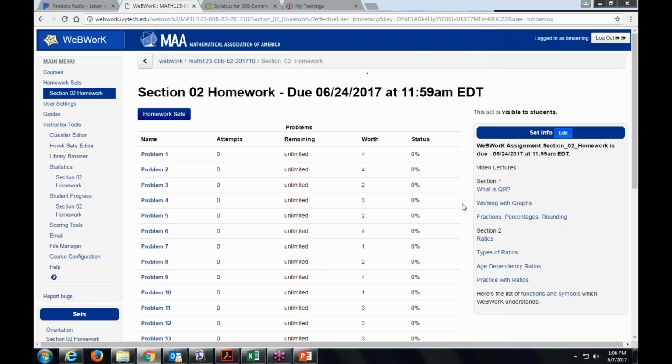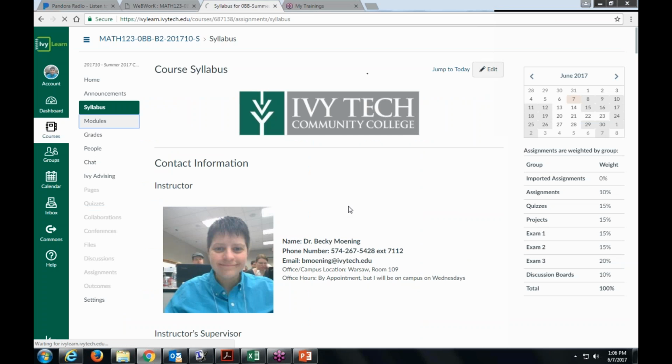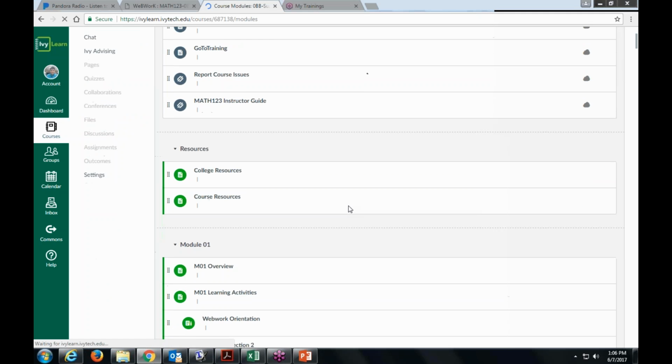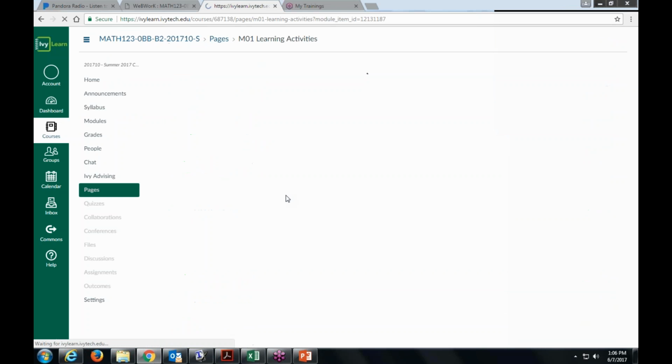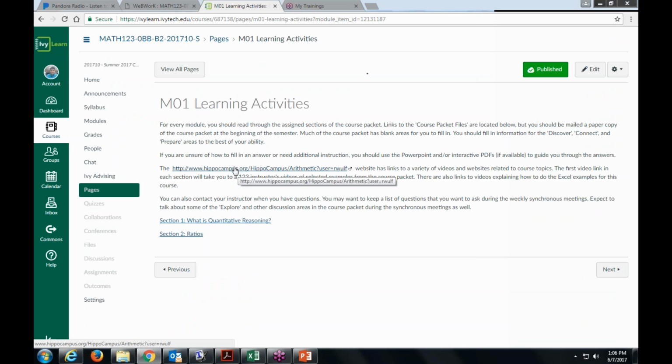One thing I want to point out in web work, you will see on the right side, these are again links to the videos that go with your packet. So there are multiple spots to get those videos, and one of them is within web work. Another one is within the modules. I think it's under learning activities in the modules, this hippocampus, that leads you to the videos. Or I think I did send you an Excel spreadsheet that has all the videos in it. That is, again, another way to get those videos.